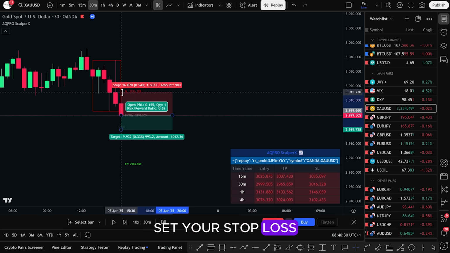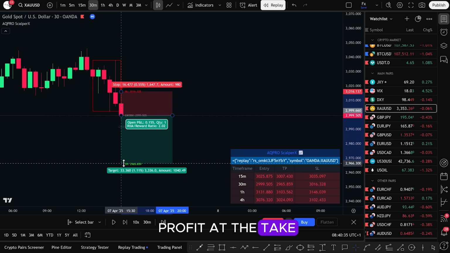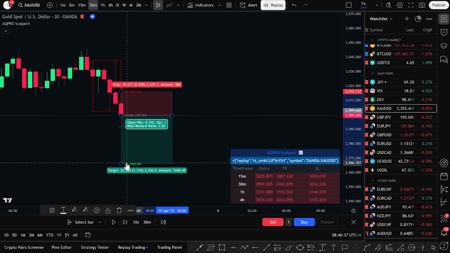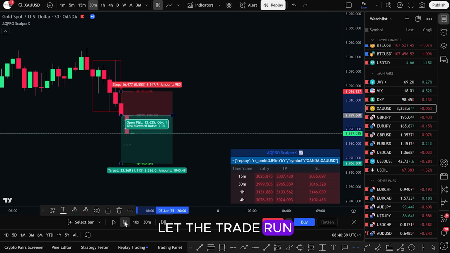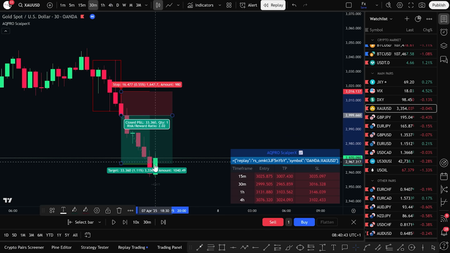Set your stop loss at the level displayed by the indicator, and place your take profit at the take profit level shown on the chart. Let the trade run, and as you can see here, it eventually hits the profit target.